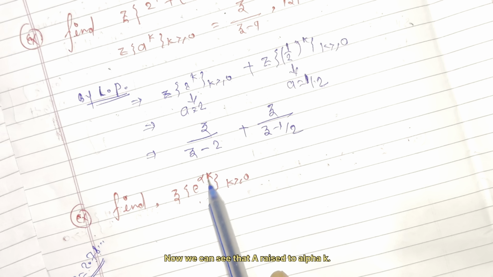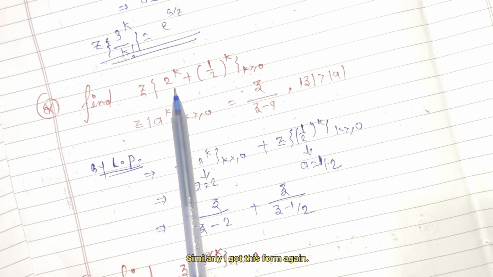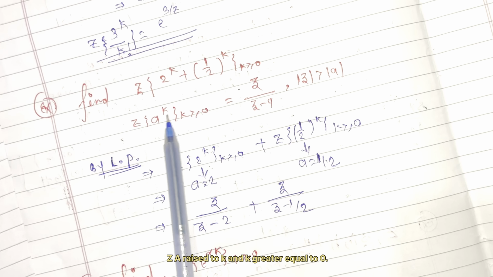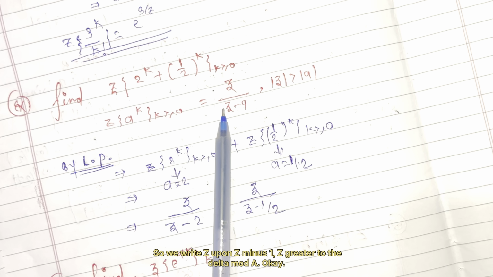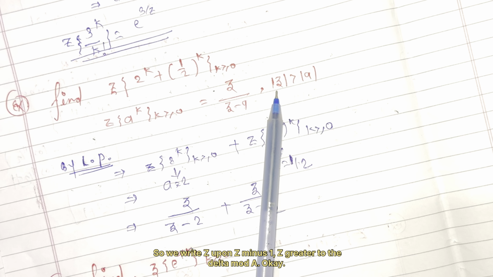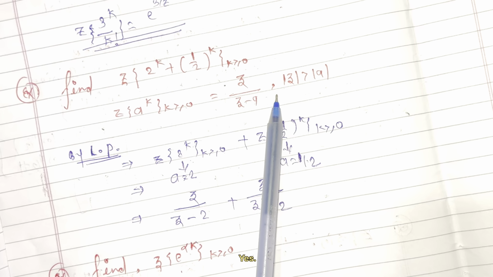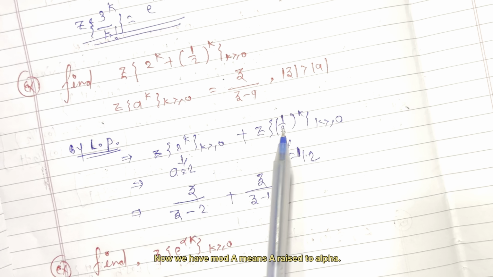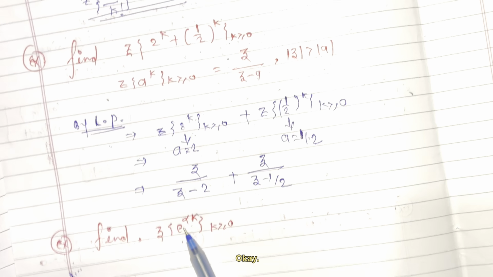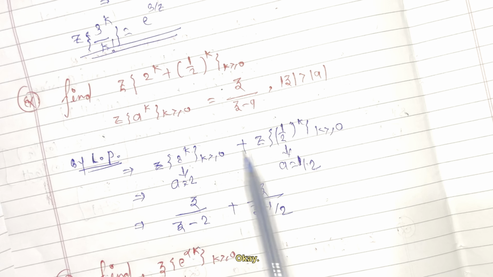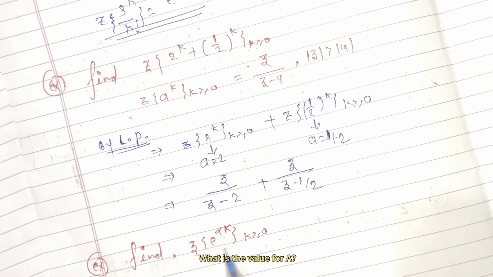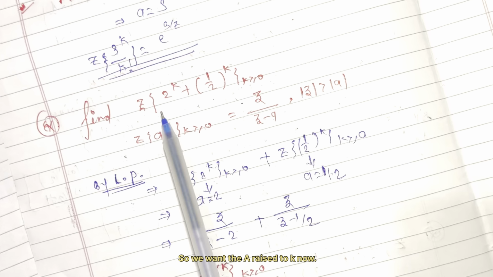Now we can see a raised to alpha K. Similarly, I got this form again: Z of a raised to K, with K greater than or equal to 0. So we write Z upon Z minus a, with mod Z greater than mod a. Mod a means a raised to alpha. Now let me write first of all, what is the value for a. So we want a raised to K.